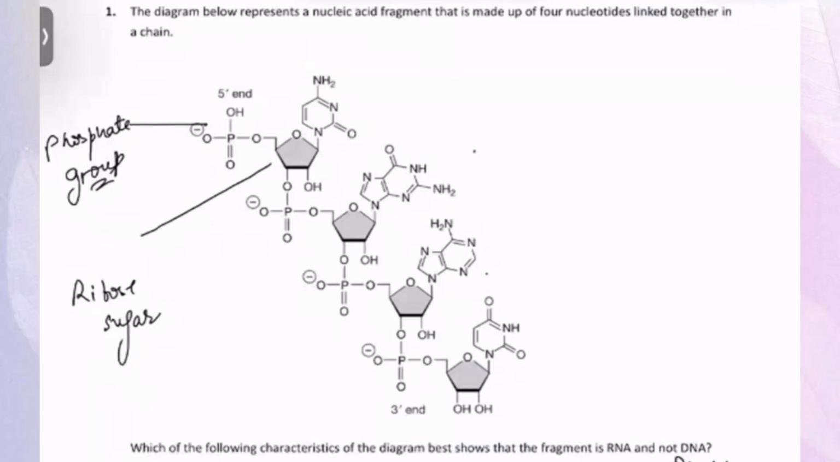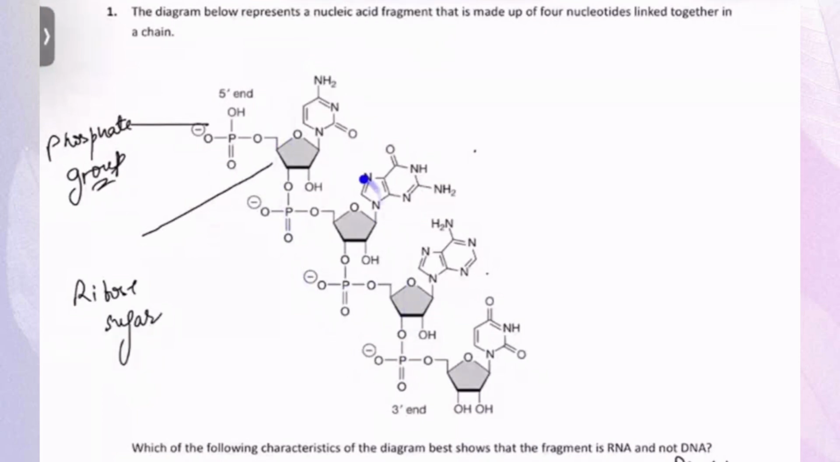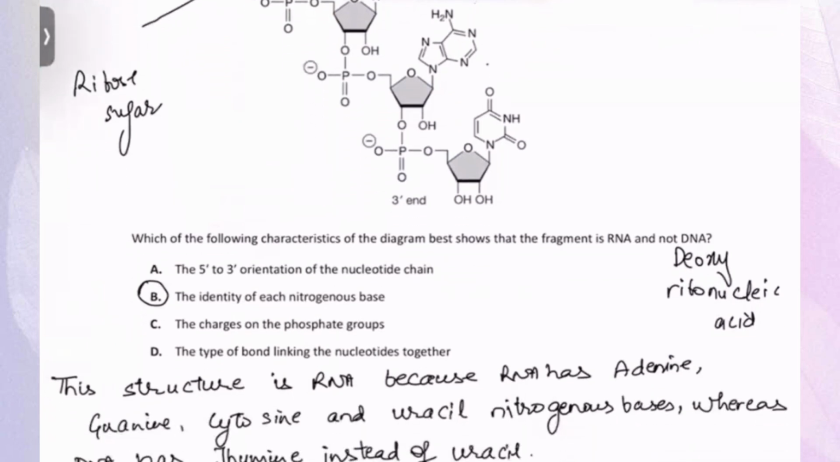So today we are going to discuss a few questions of AP Bio. First, we have this diagram that represents a nucleic acid fragment made up of 4 nucleotides linked together in a chain. By viewing this diagram, we have to answer a few questions.